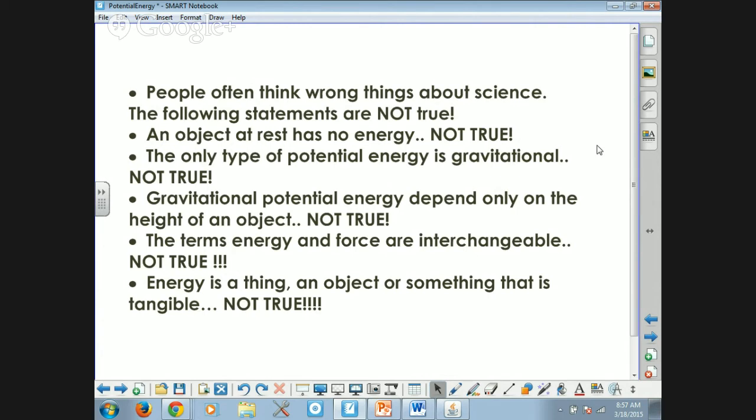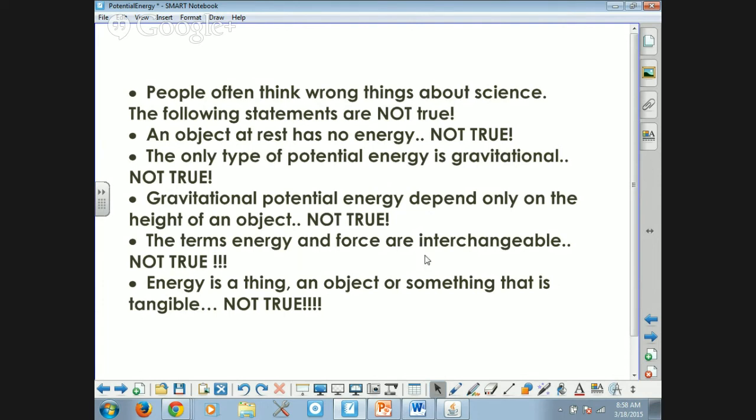That gravitational potential energy depends, there's a typo there, depends only on the height of an object. Well, we looked at that experiment with the man on the bicycle, and yes, it definitely does depend on his height, but it also depends upon the gravity and his mass. And the misconception that the terms energy and force are interchangeable.